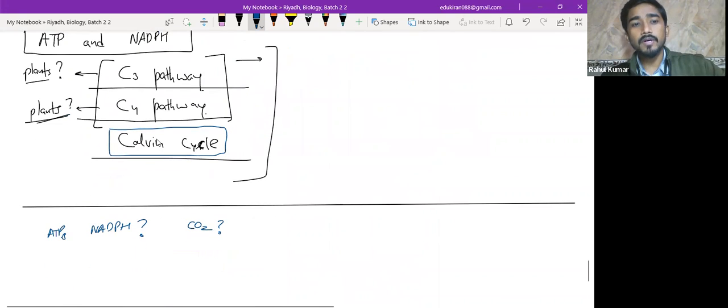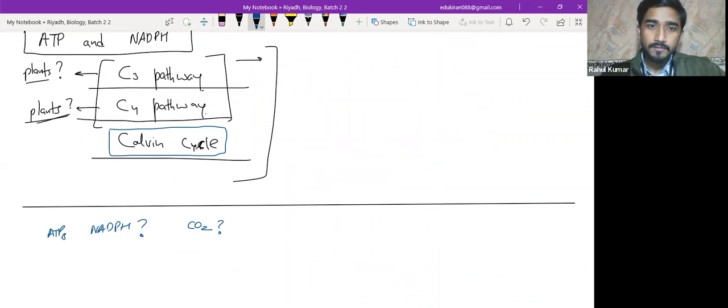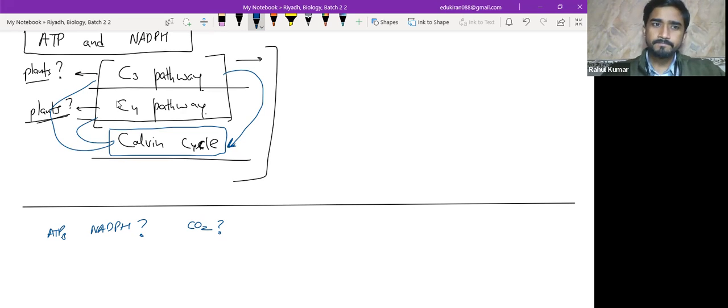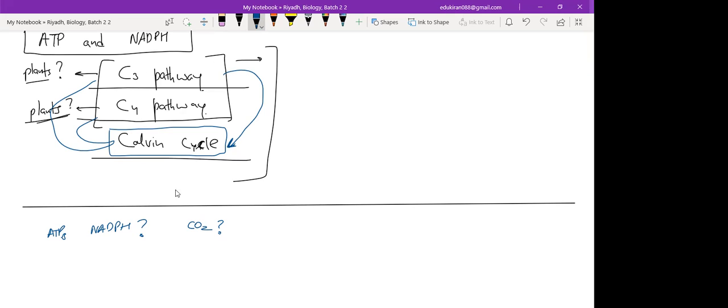Similarly, when we talk about C3, C4 pathways and Calvin cycle, Calvin was the person who figured out the C3 pathway. The Calvin cycle takes the 3-carbon molecule in the C3 pathway and fixes it. So the Calvin cycle is a part of both C4 and C3. Do you understand? C3 is something different, but just the Calvin cycle itself.